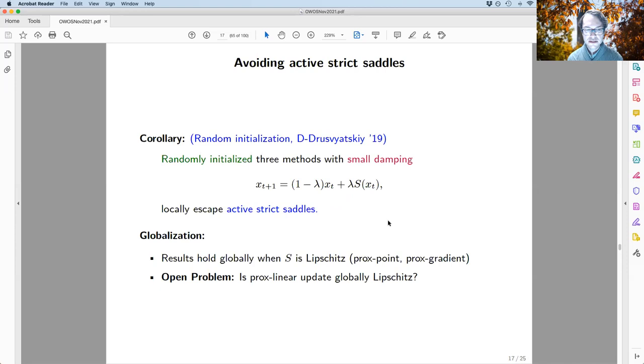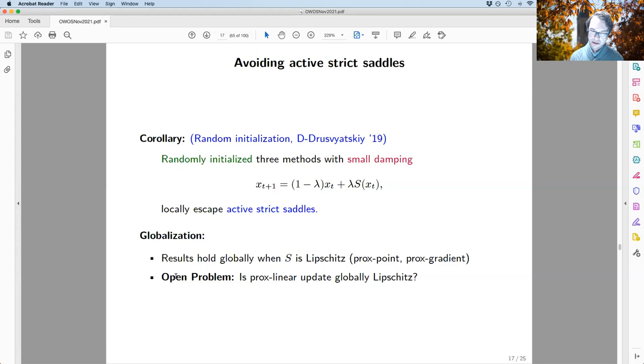And so what this tells us is that if you randomly initialize the proximal point, proximal gradient, or proximal linear method, and you add a little bit of damping to them, these algorithms will all locally escape strict saddle points. Now, these results hold when S is globally Lipschitz. So when S is globally Lipschitz, we can globalize this argument. And this is known to be true for the proximal point and proximal gradient method.